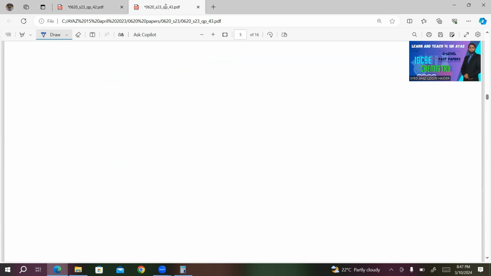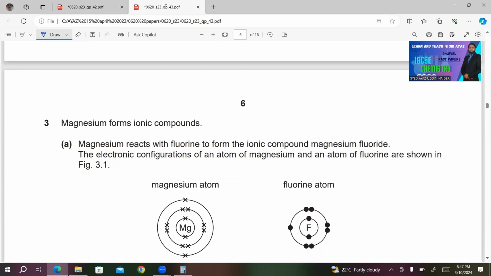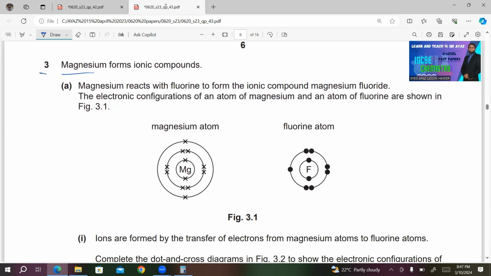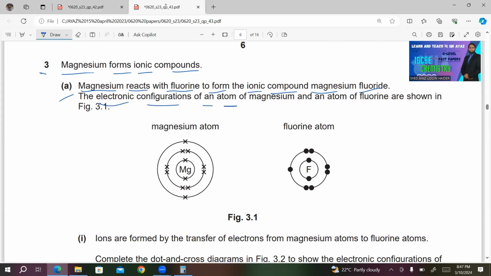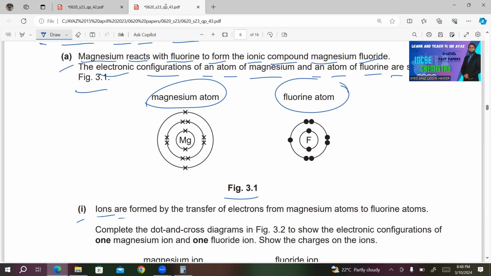Question number 3. Magnesium forms ionic compounds. A. Magnesium reacts with fluorine to form the ionic compound magnesium fluoride. The electronic configurations of an atom of magnesium and an atom of fluorine are shown in figure 3.1. Here is magnesium atom and here is fluorine atom. Number 1, ions are formed by the transfer of electrons from magnesium atoms to fluorine atoms.